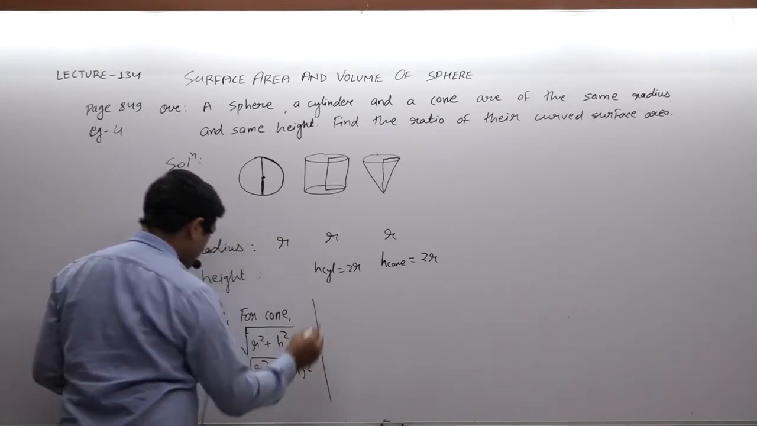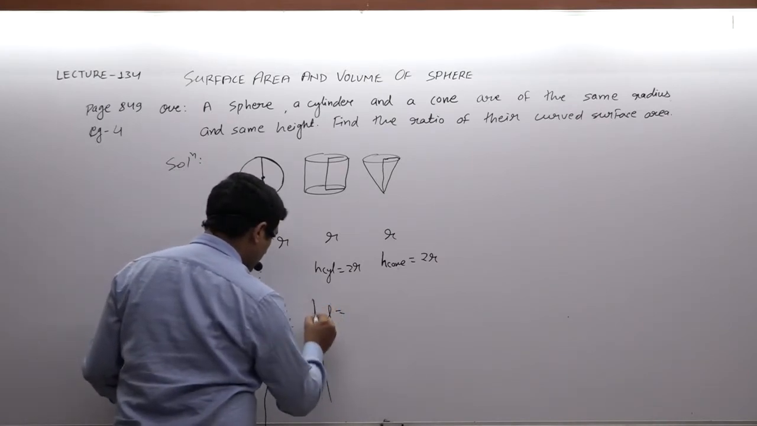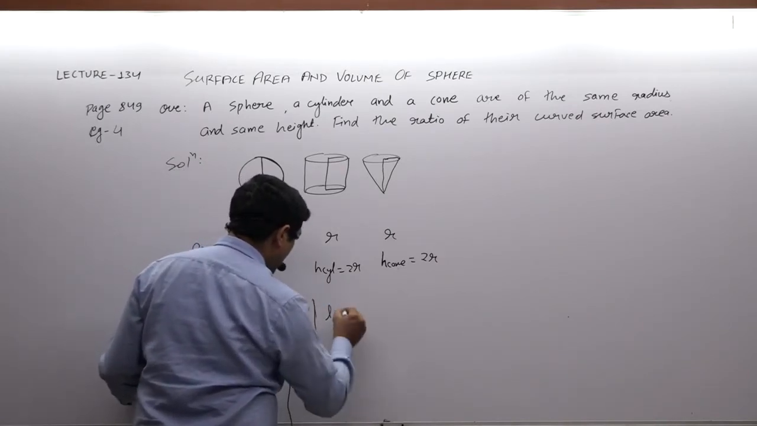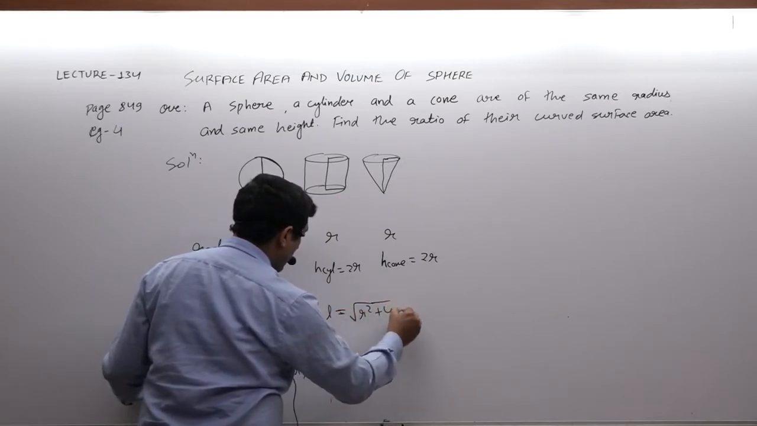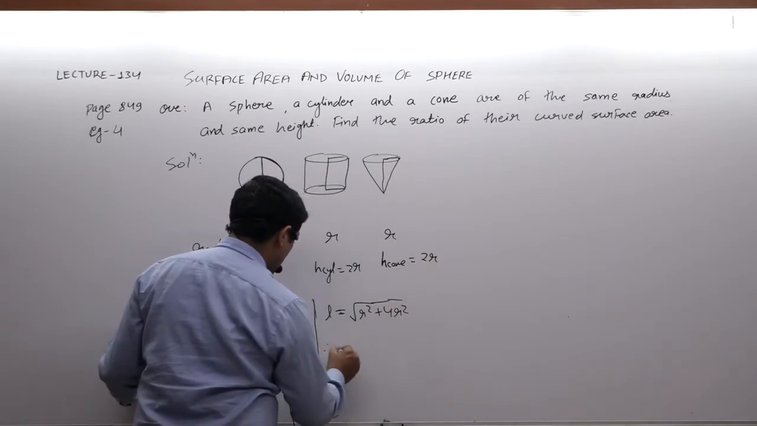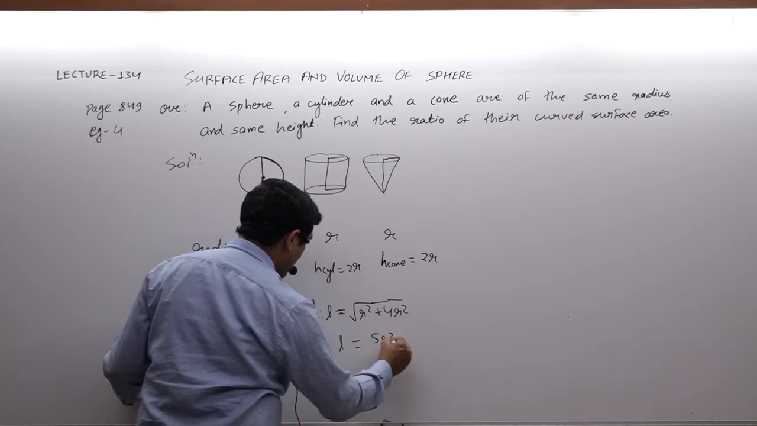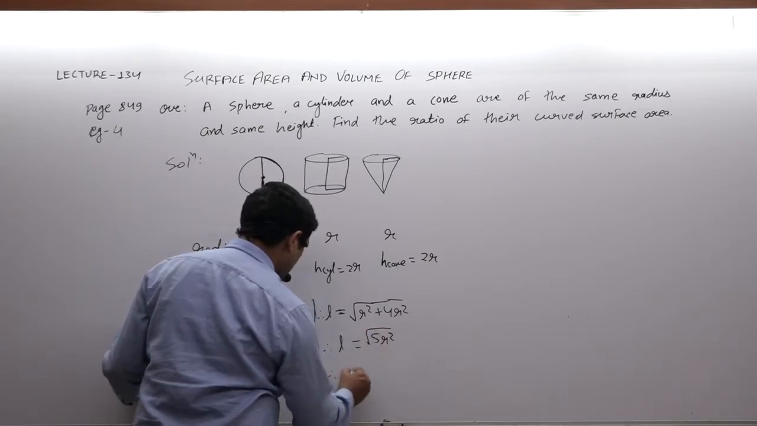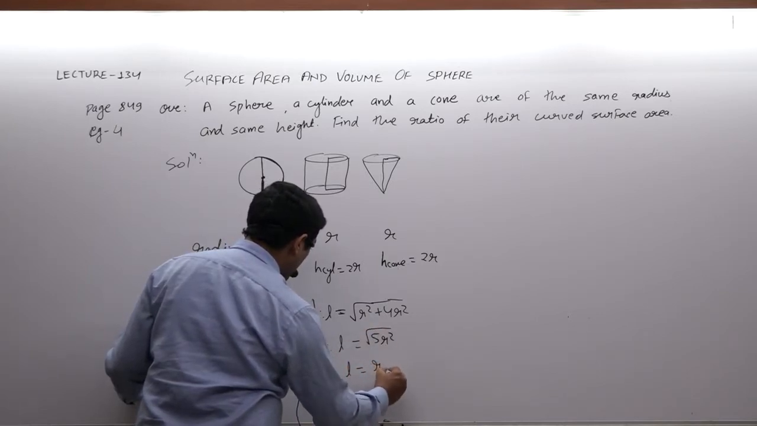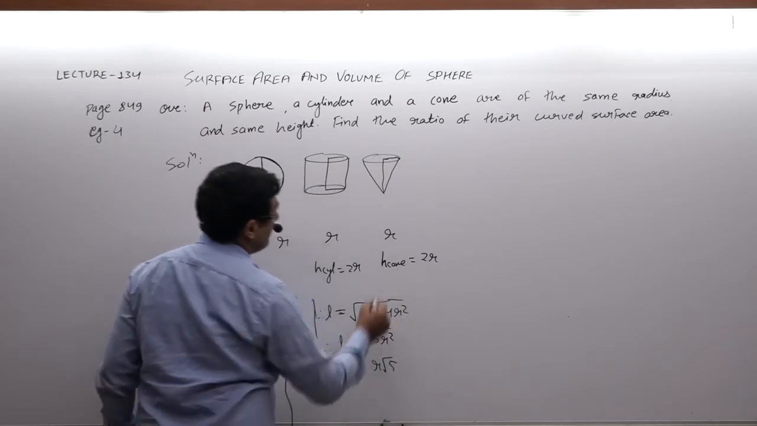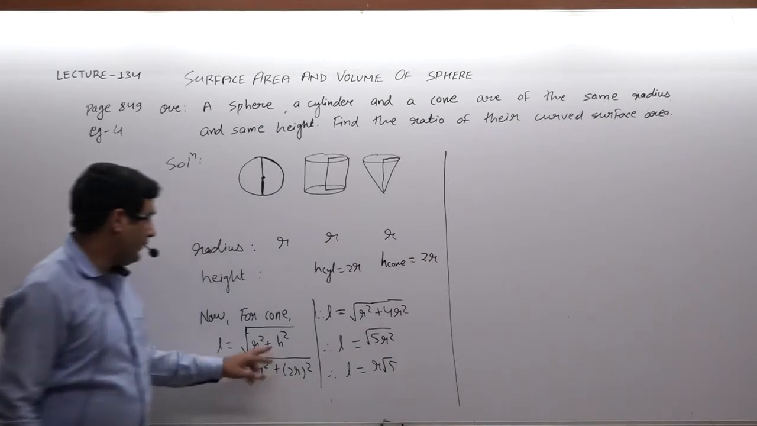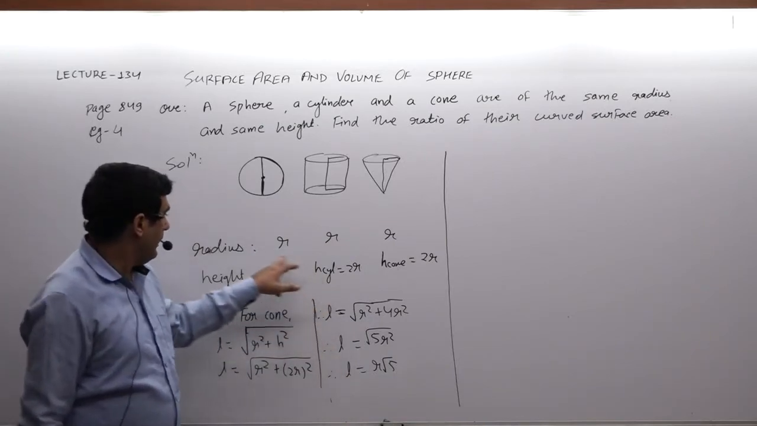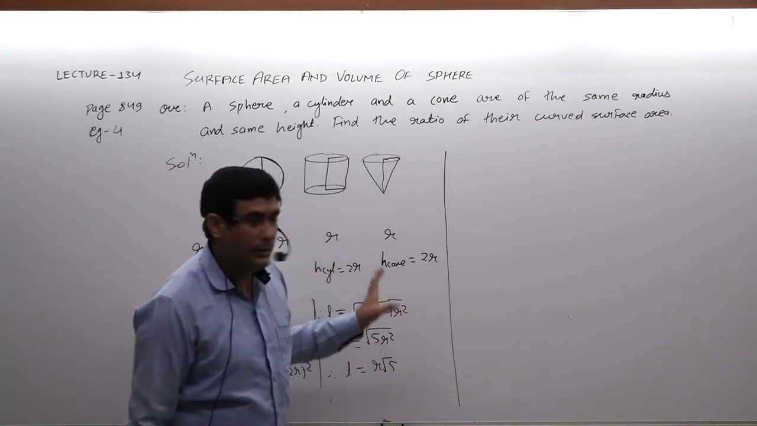So L is equal to root over r square plus 4r square. Therefore slant height of cone is equal to root over 5r square. So ultimately this can be written as r root 5. That is the slant height of the cone. Now here we have slant height of the cone, that is L, and radius and height of the cylinder and cone.